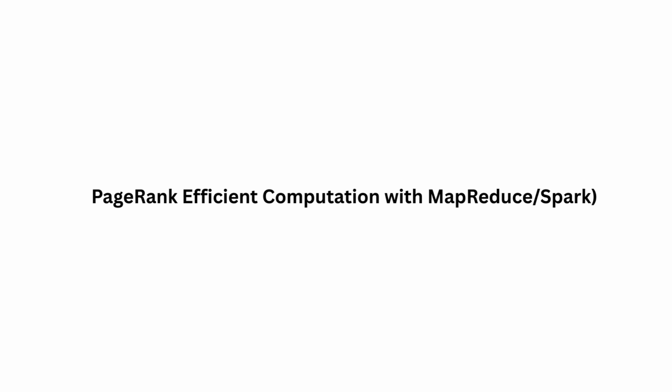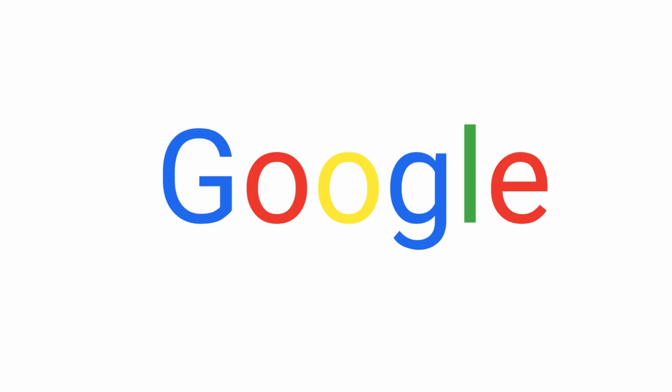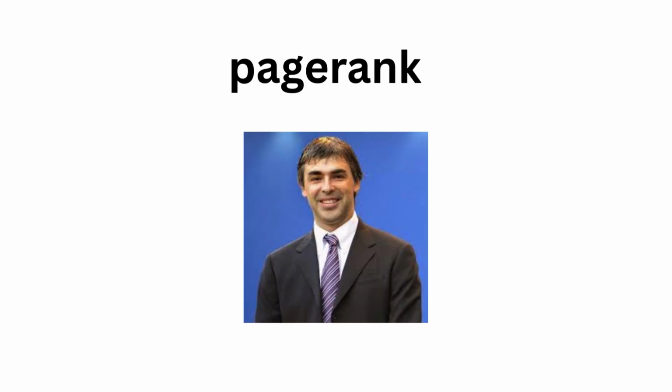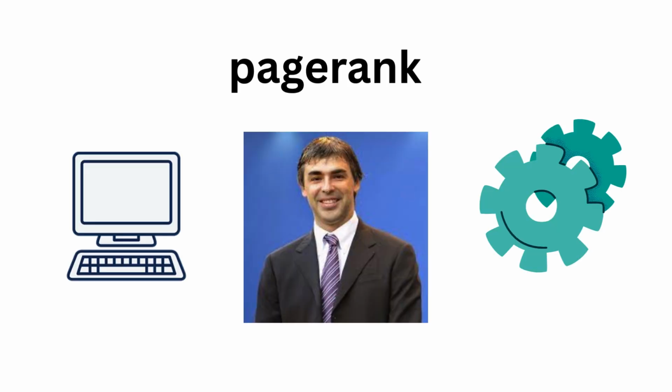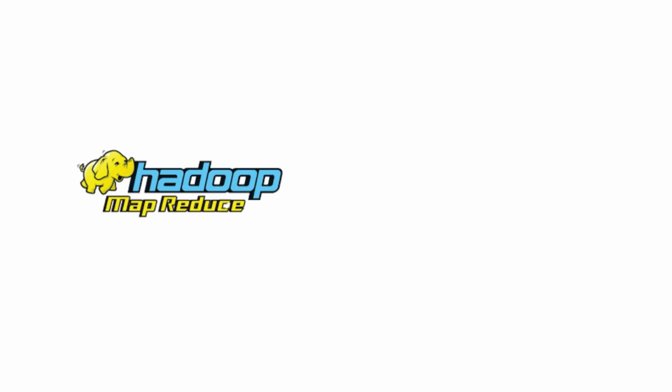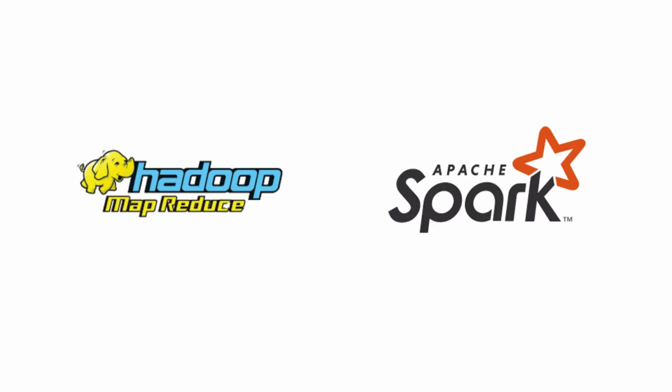Every time you search on Google, billions of web pages are ranked in fractions of a second. At the heart of this magic is PageRank, a clever algorithm invented by Larry Page. But computing PageRank efficiently across billions of pages isn't easy. Today, let's explore how MapReduce and Spark make this possible.